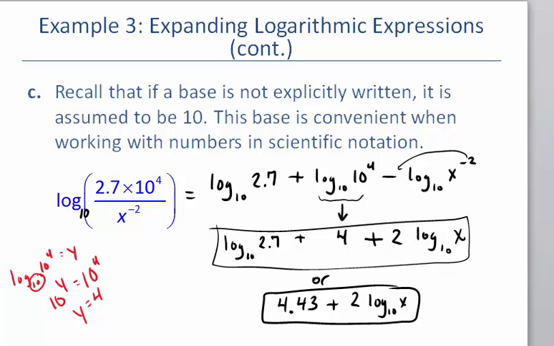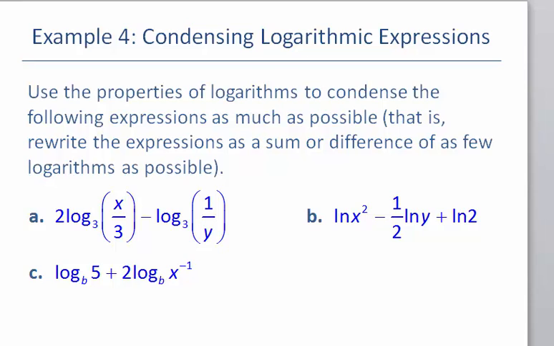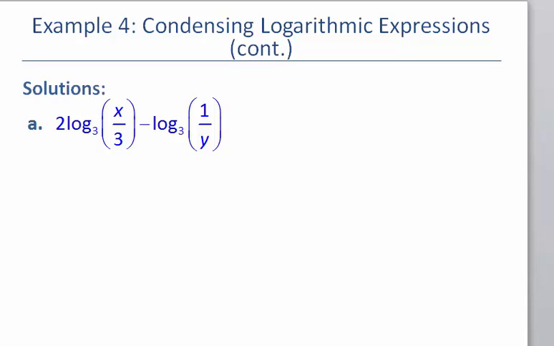Okay, so let's move on with our properties. This is a slightly different problem. It says use the properties of logs to condense the following expressions as much as possible. Rewrite the expressions as a sum or difference of as few logarithms as possible. So what this is telling us to do is to use our properties to sort of piece this back together.